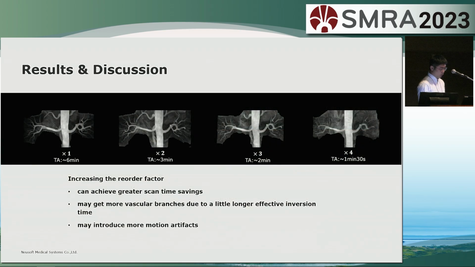We can acquire more than 2 SPE lines during one respiratory cycle. We call the number of SPE lines simultaneously acquired the reorder factor. Increasing the reorder factor can achieve greater scan time savings and get more vascular branches due to a slightly longer effective inversion time, but it may introduce some motion artifacts.